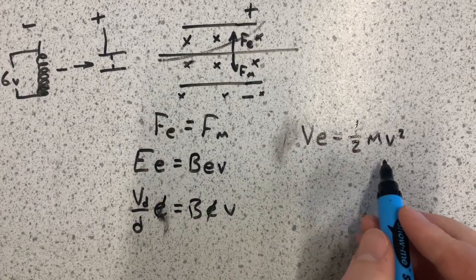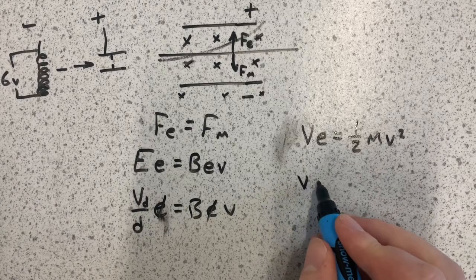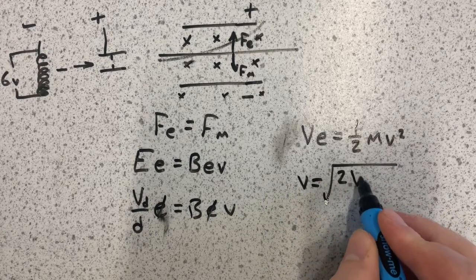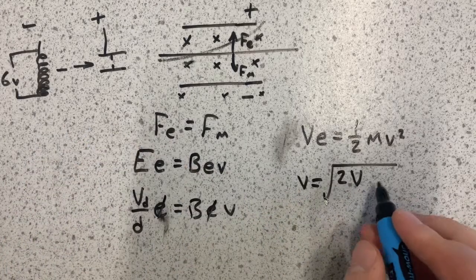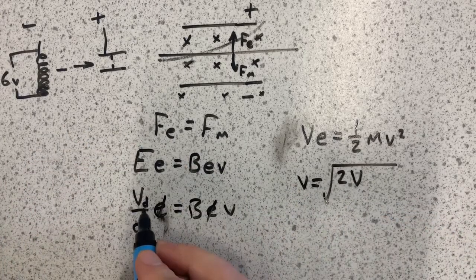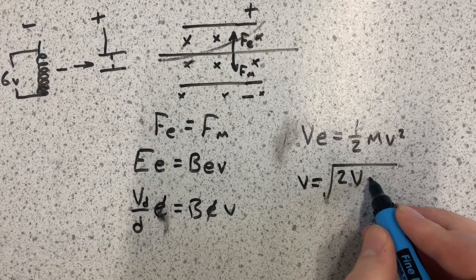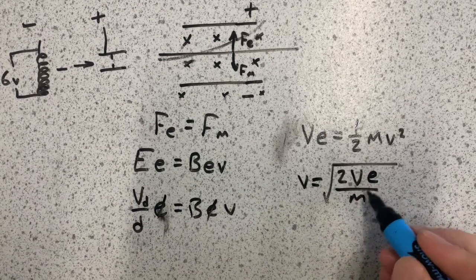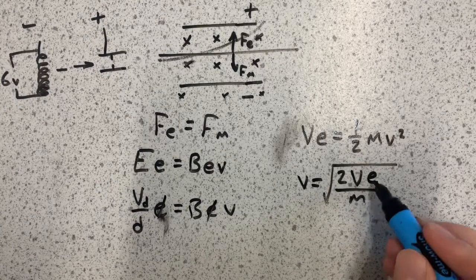And I can say then that the velocity of these electrons will be the square root of 2 times the potential difference across the electron gun. So that's why I've had to put a little subscript here. Multiplied by the charge on an electron divided by the mass of an electron. So I've got this e over m, which is my specific charge, where specific charge comes in.